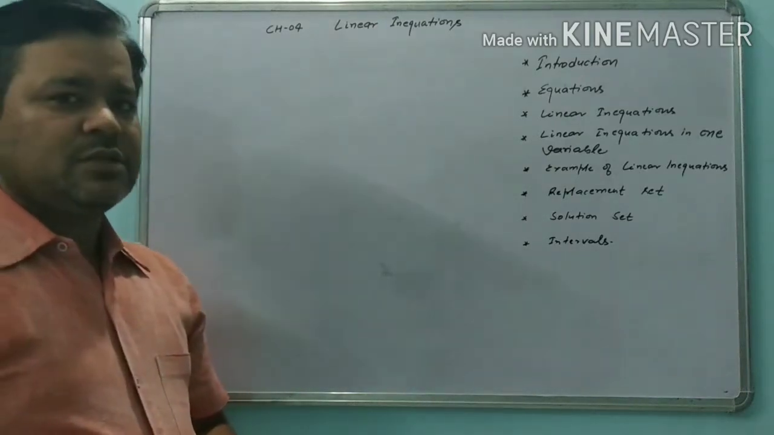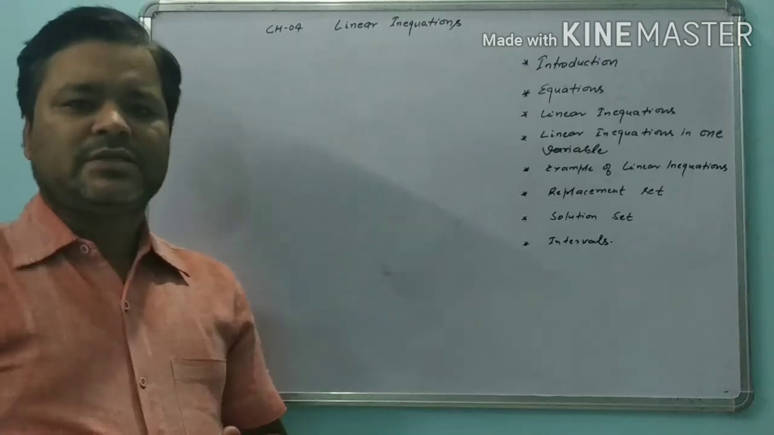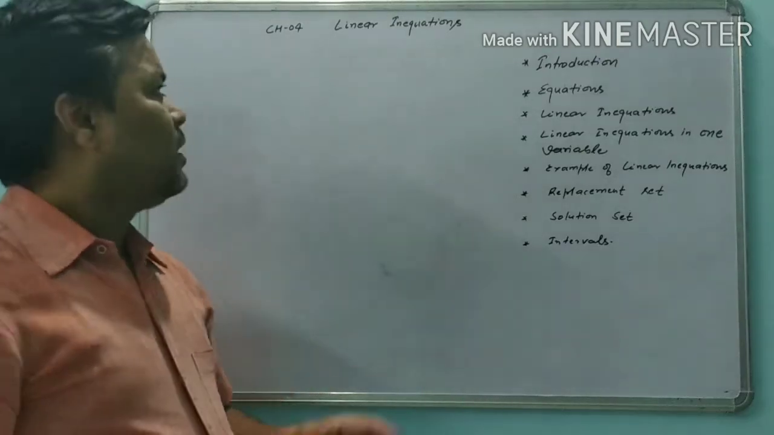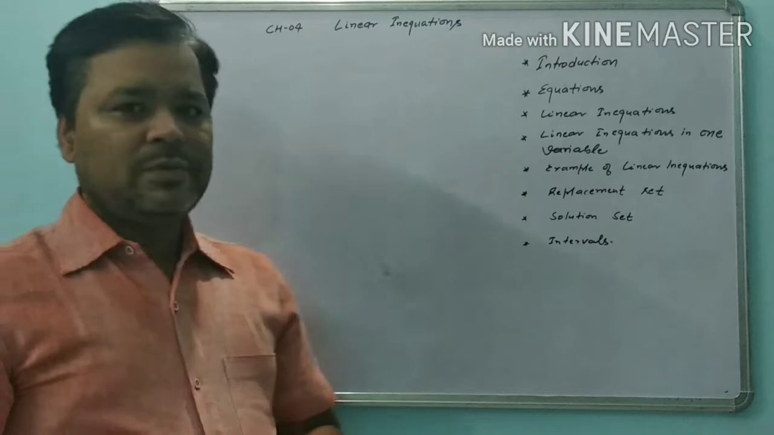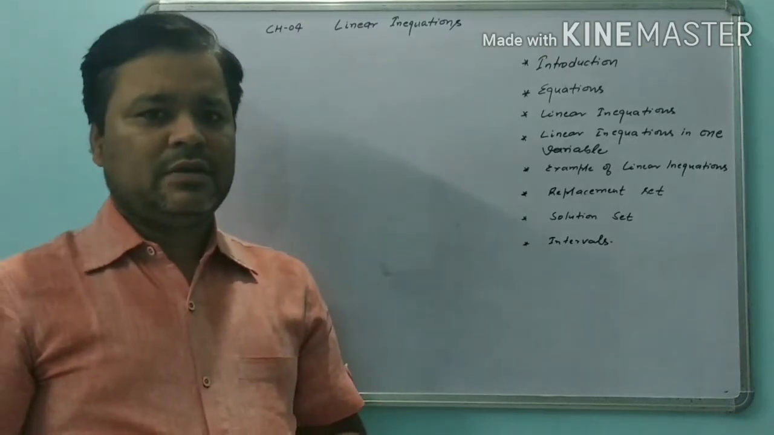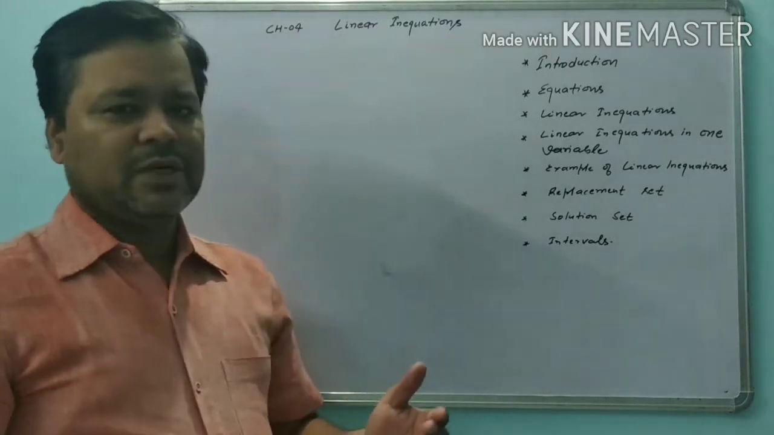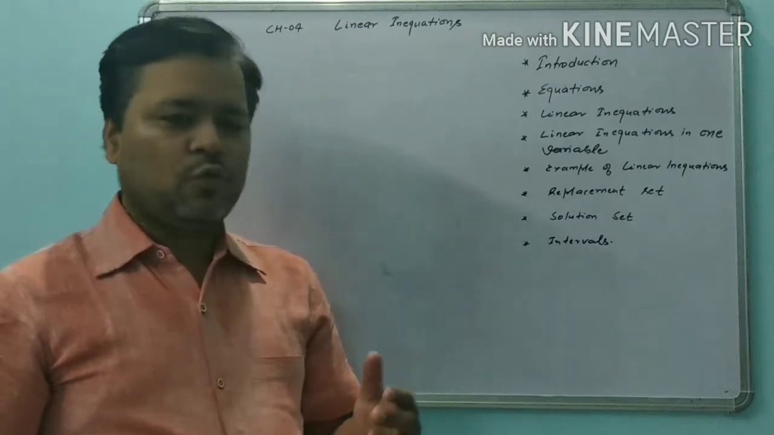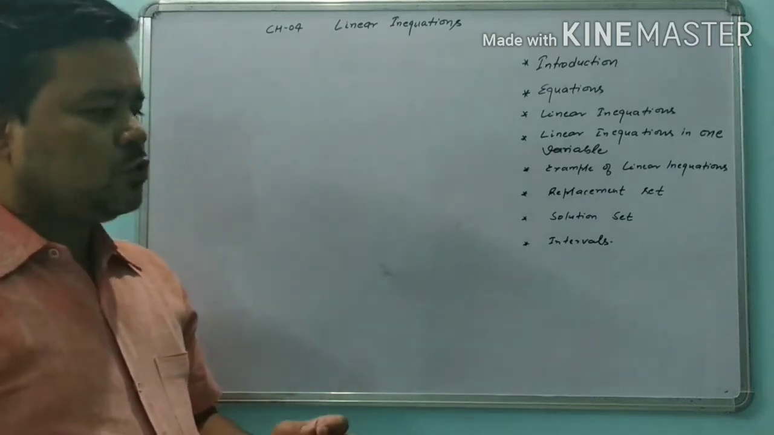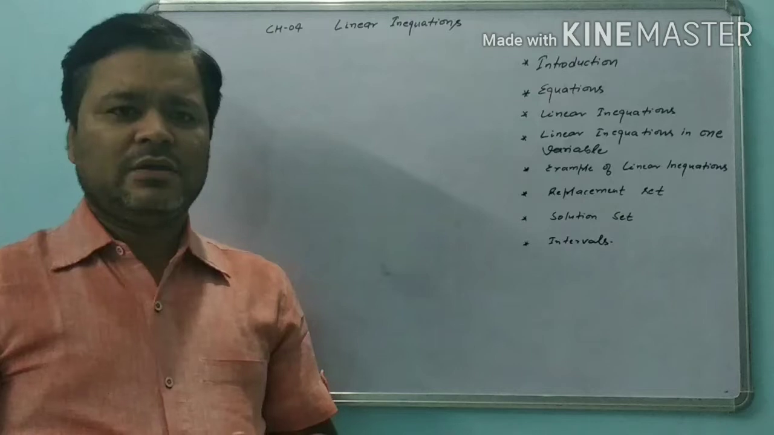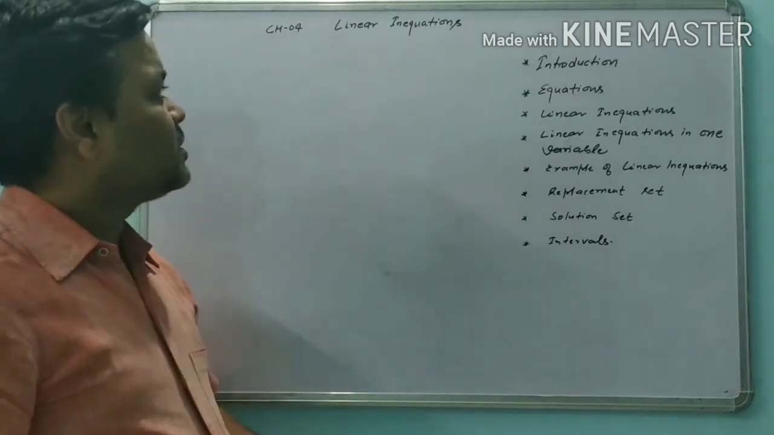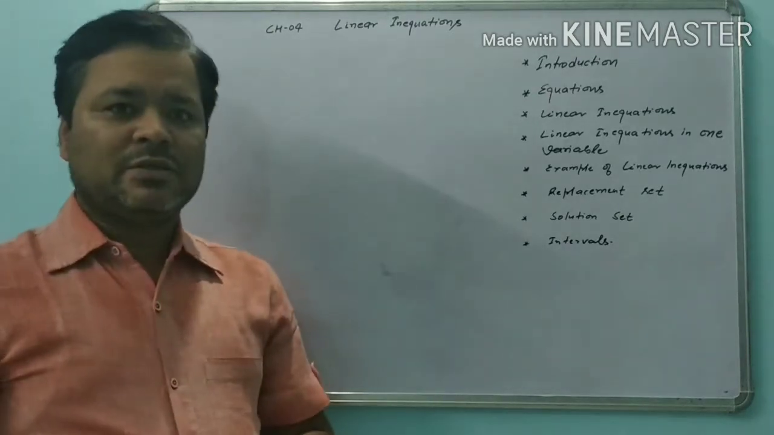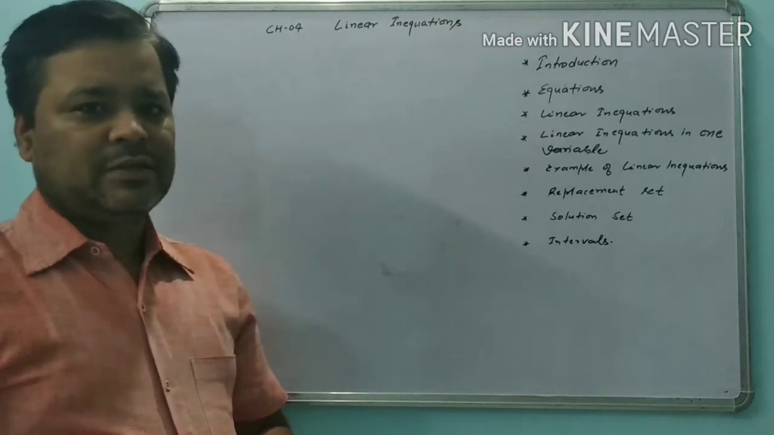Here there are two sections in the math question paper, section A and section B. Linear inequation will be asked in section A, and it may be 3 marks or 4 marks. There is no option for section A. Therefore, the importance of linear inequation is more than the other topics.